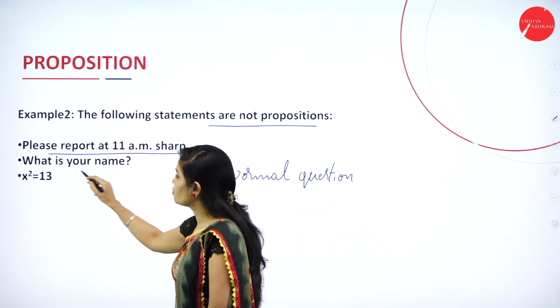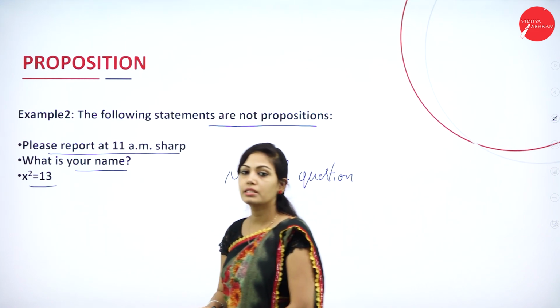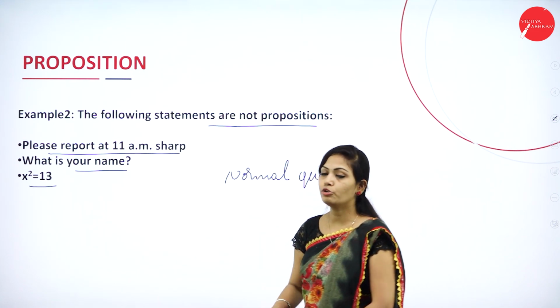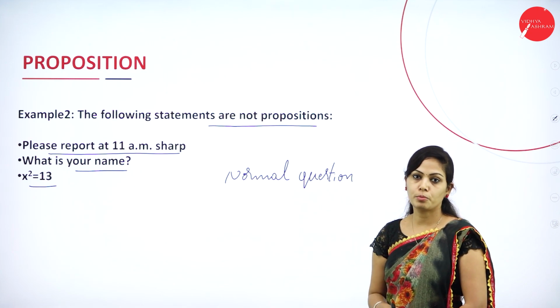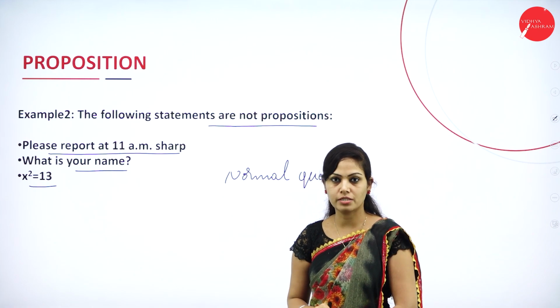And what is your name? It is not a statement. And x square is equal to 13, so we don't have any other value for the x. So it is not a proposition. So these are the examples for not propositions.